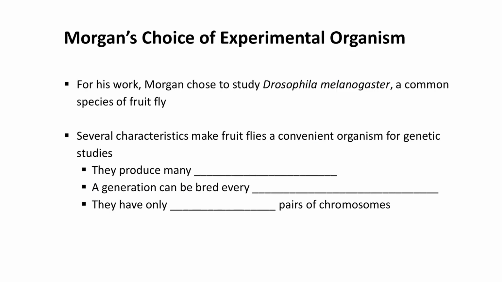Morgan was also studying genetics, but instead of pea plants like Mendel chose to study, Morgan studied Drosophila melanogaster, which is a common species of fruit fly. There are several characteristics that make fruit flies a convenient organism for genetic studies. The first is they produce many offspring. A generation can be bred every 2 weeks, and they have only 4 pairs of chromosomes. So all of these things make fruit flies a very convenient organism for genetic studies.